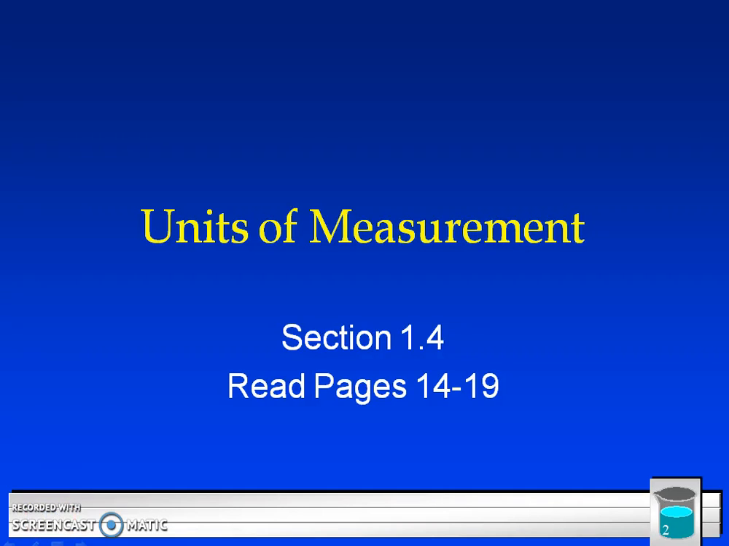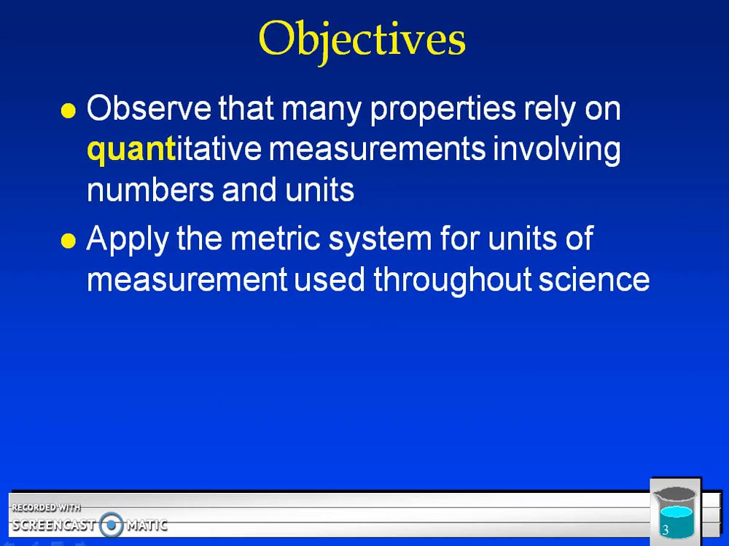This is Mrs. O'Neill for AP Chemistry, Chapter 1, Section 4, Units of Measurement. In this section, you will observe the many properties that rely on the quantitative measurements involving numbers and units.